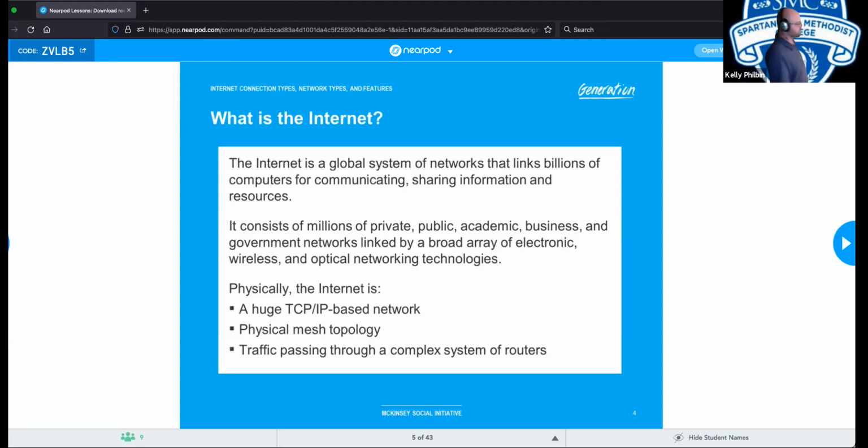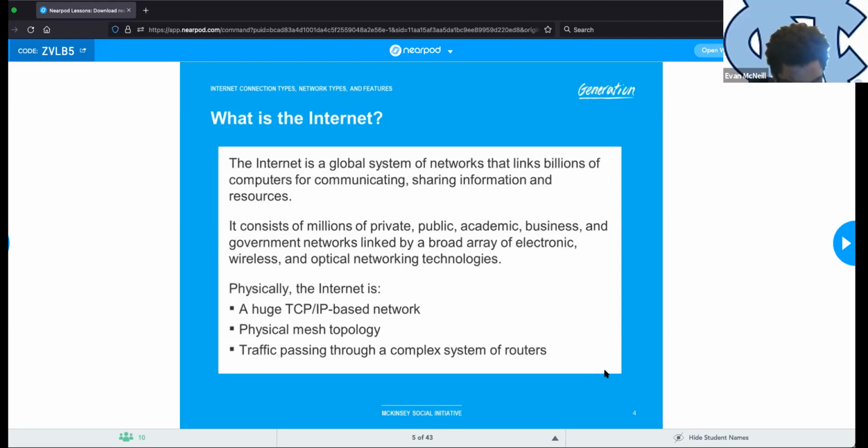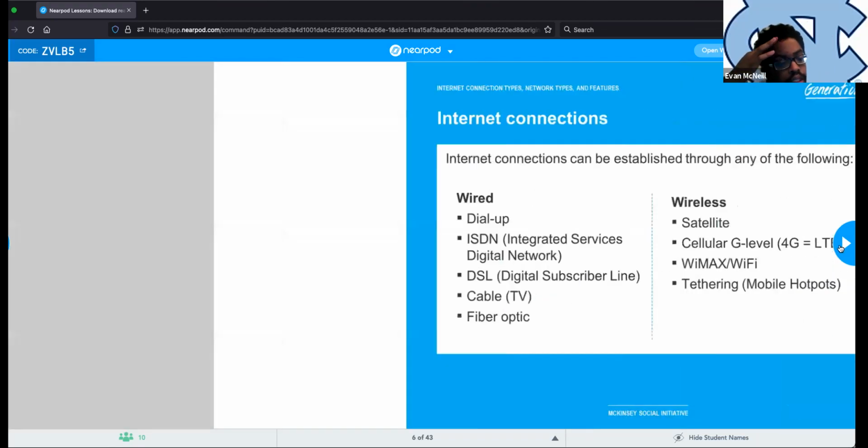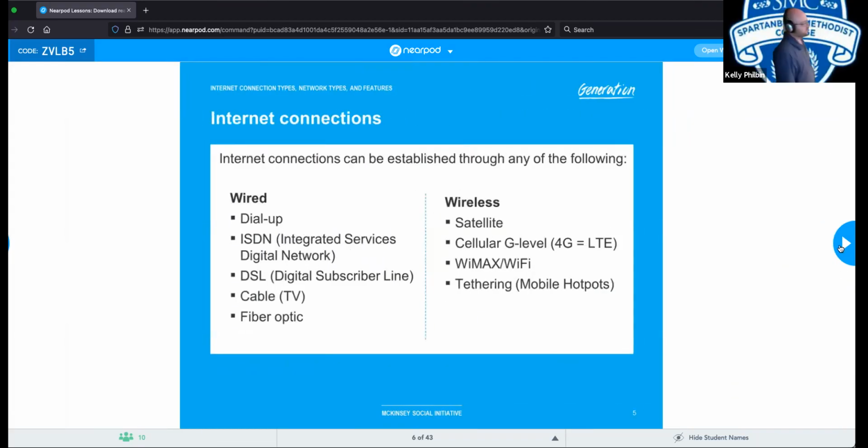It is a huge TCP/IP based network, essentially with a mesh topology. Traffic passing through it utilizes a complex system of routers in order to keep everything up and running. No one thing controls the entire internet. It is essentially an interlocking network of nodes. So if one piece goes down, other pieces can pick up the slack and move through it.